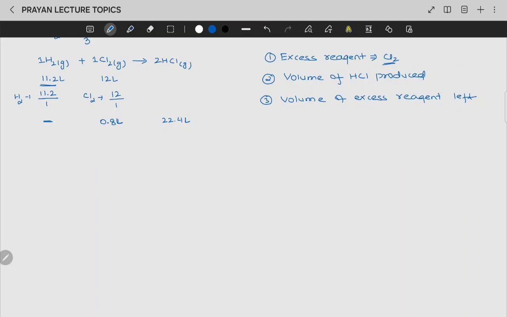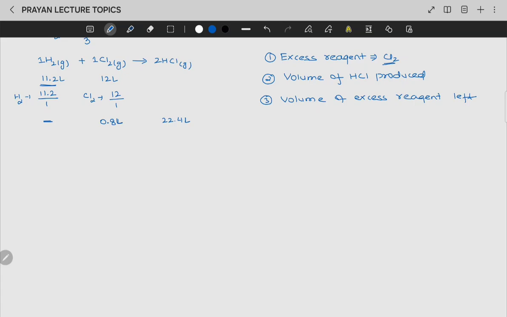This point should be kept in mind that the species with respect to which we have to calculate all the amounts, that is the limiting reagent. In this question, as H2 was the limiting reagent, that's why I have said that 1 liter of H2 will react with 1 liter of Cl2. And that is why 11.2 liter of H2 will react with 11.2 liter of Cl2. And 1 liter of H2 will produce 2 liter of HCl. That's why I have written 11.2 liter of H2 will produce 22.4 liter of HCl.